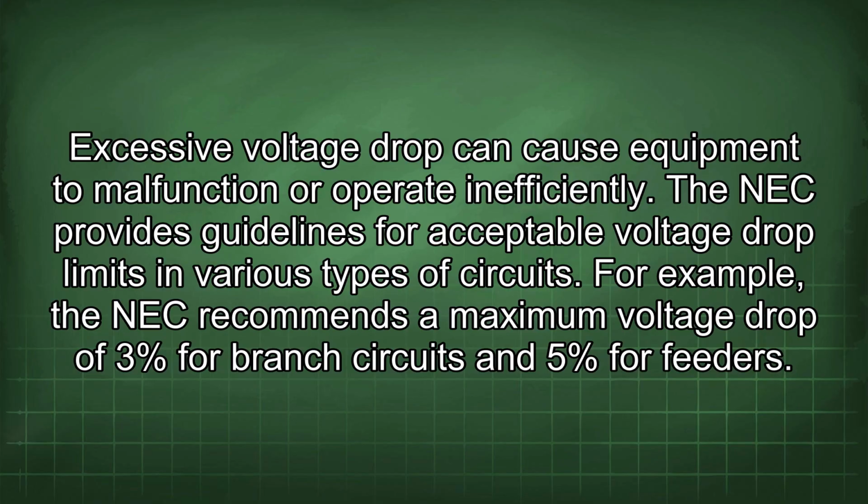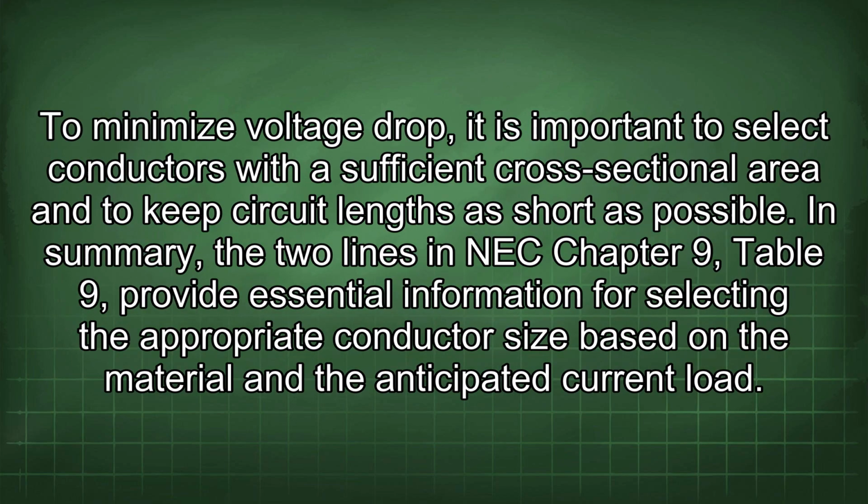The NEC provides guidelines for acceptable voltage drop limits in various types of circuits. For example, the NEC recommends a maximum voltage drop of 3% for branch circuits and 5% for feeders. To minimize voltage drop, it is important to select conductors with a sufficient cross-sectional area and to keep circuit lengths as short as possible. In summary, the two lines in NEC Chapter 9, Table 9 provide essential information for selecting the appropriate conductor size based on the material and the anticipated current load.